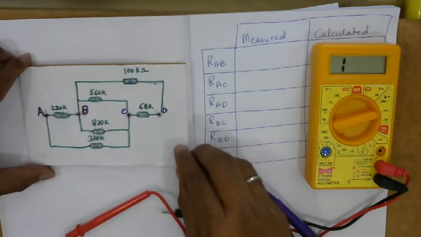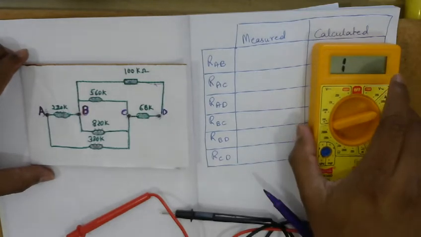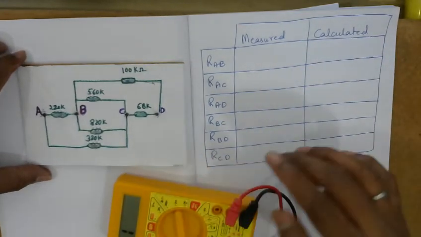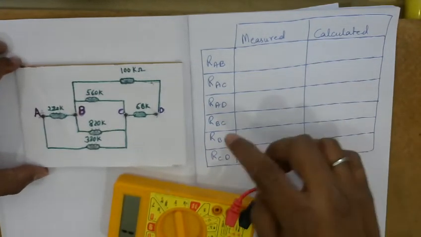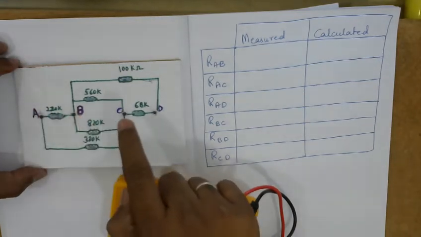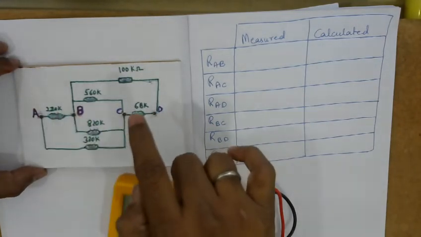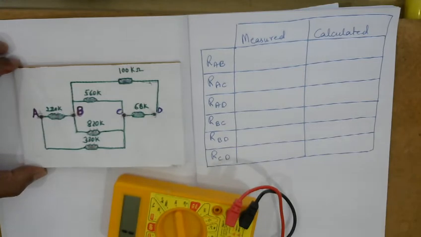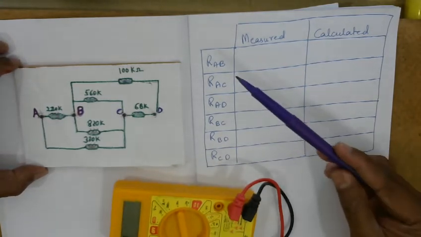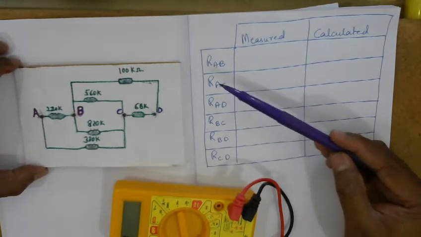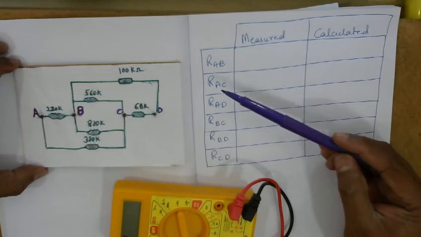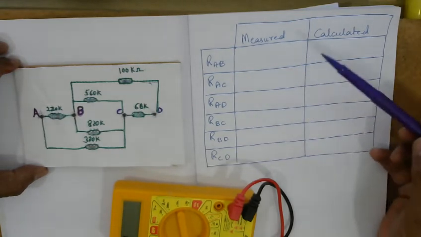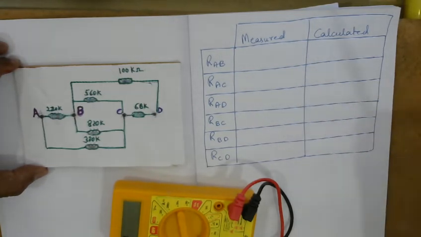But here the objective is to make a table like this, and you can see all possible combinations. So there are four nodes A, B, C and D. Out of these four nodes I have all these combinations, and we want to measure RAB, RAC, RAD, and so on. RAB is resistance between A and B, and A and C, and so on. We want to measure and calculate, and we want to match these two values.